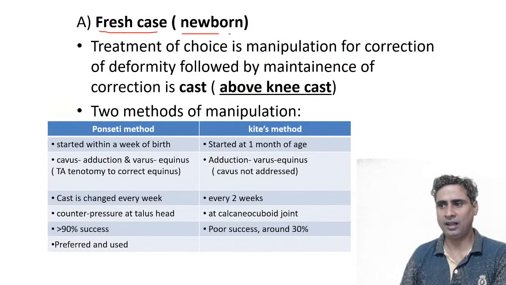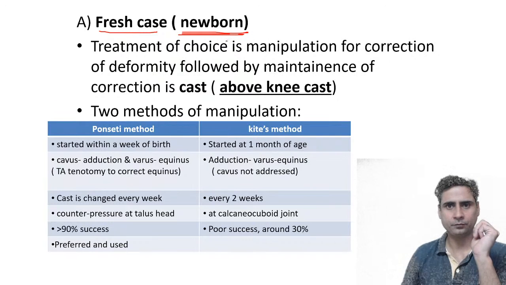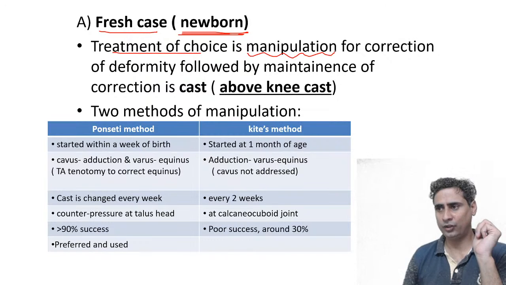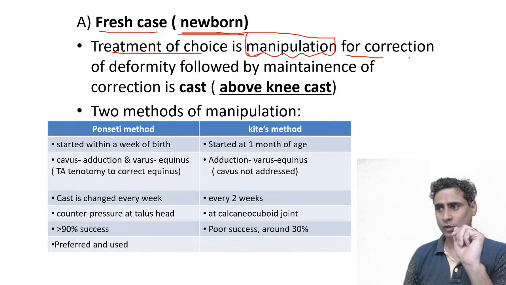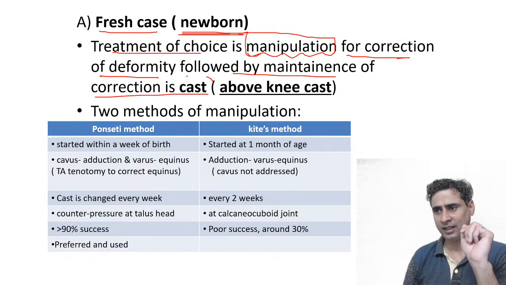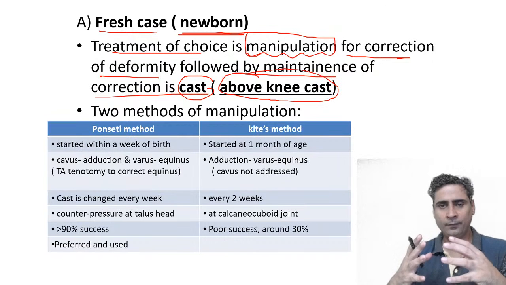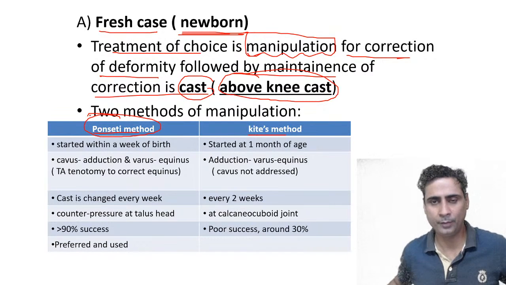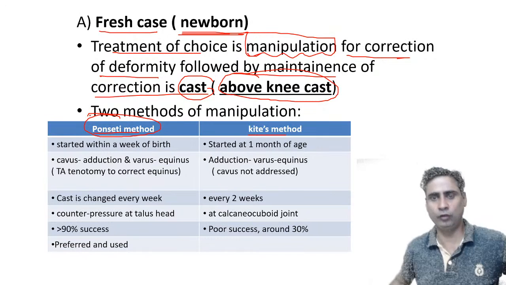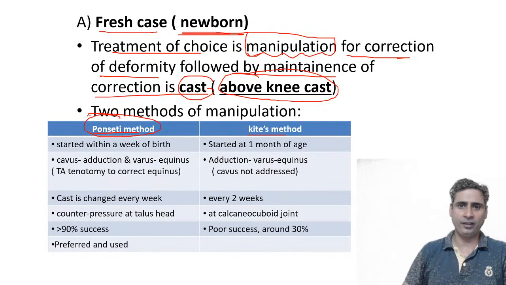Most of the time we start treatment around 1 week, that is in the newborn period, and the treatment of choice is manipulation. You manipulate and stretch to correct the deformity, followed by maintenance of that correction in a cast, and the cast will be an above knee cast. For manipulation we have two important methods, Ponseti method and Kite's method. Nowadays only the Ponseti method is followed because it is the most successful method, and it has scientific reasons for that.